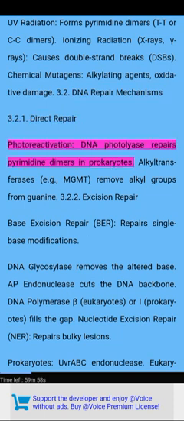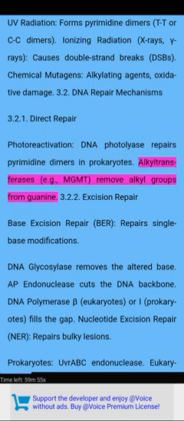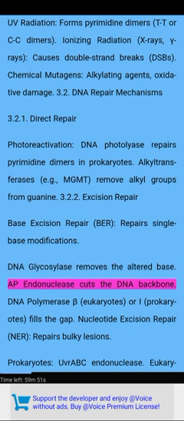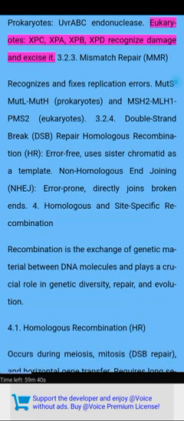3.2.1. Direct repair. Photoreactivation: DNA photolyase repairs pyrimidine dimers in prokaryotes. Alkyl transferases, e.g., MGMT, remove alkyl groups from guanine. 3.2.2. Excision repair. Base excision repair, BER, repairs single base modifications. DNA glycosylase removes the altered base. AP endonuclease cuts the DNA backbone. DNA polymerase beta in eukaryotes, or polymerase I in prokaryotes, fills the gap. Nucleotide excision repair, NER, repairs bulky lesions. Prokaryotes: UvrABC endonuclease. Eukaryotes: XPC, XPA, XPB, XPD recognize damage and excise it.